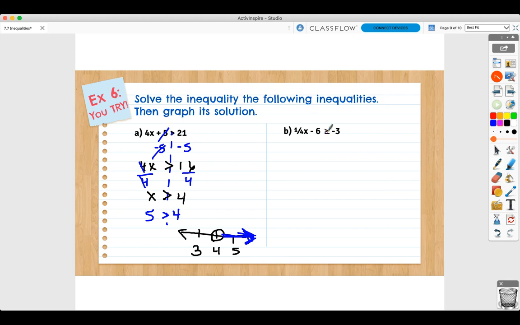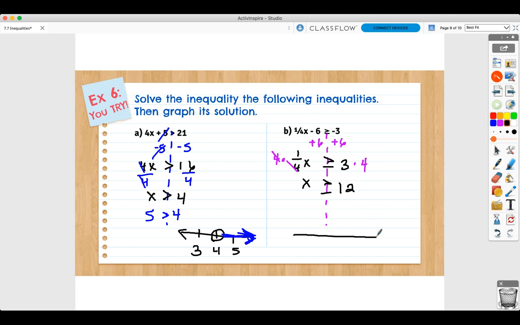All right, we're almost done, I believe. So we're going to do the dotted line again over here. So add 6. So 1/4 x is greater than or equal to 3. Multiply 4 to get rid of the denominator to both sides. You're going to be left with x is greater than or equal to 12. And I didn't flip the symbol because these are positive 4s.